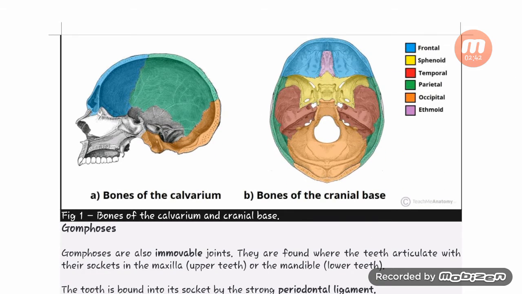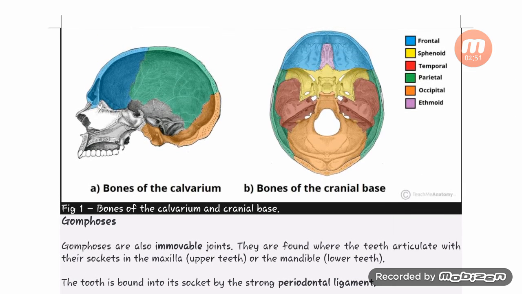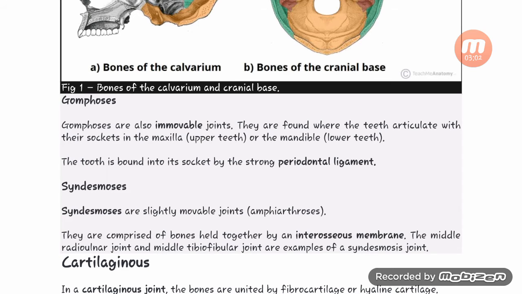So, bones of the calvarium you can see, and bones of the cranial base you can see here. The frontal bone is represented by blue, then sphenoid is by yellow, temporal is by red. So you can see all of these.